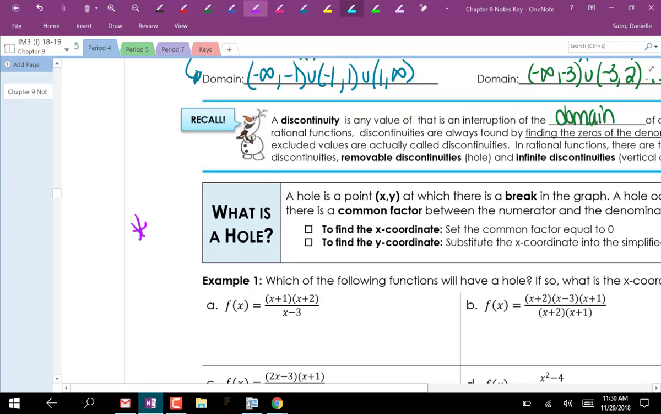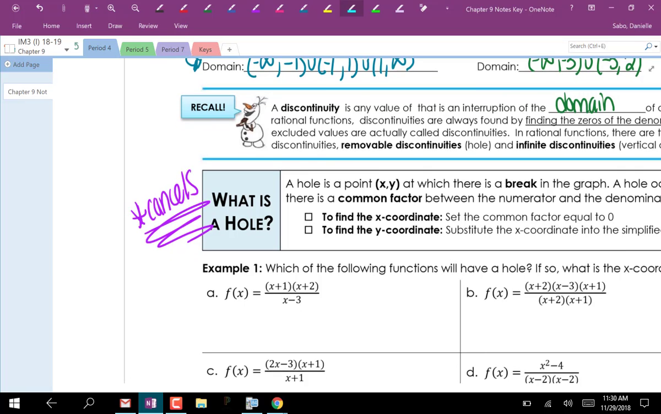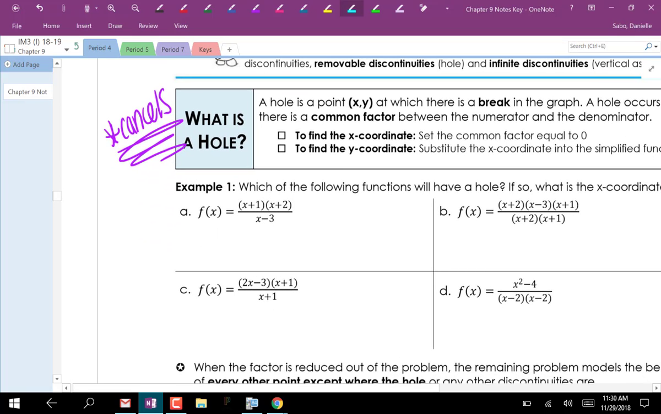But I'm going to put a little star here and put "cancels" because what cancels is what makes the hole. And I say it so many times that you're going to be sleeping and dreaming about holes canceling. Okay, so when we look at the ones here, if you can see, most of them are all factored for us, which is kind of nice. We don't like to factor, so it's all done for us.